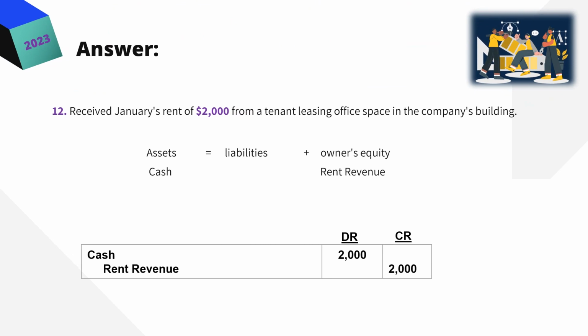In this case, we received January's rent of $2,000 from a tenant who's actually leasing some office space in the company's building. Now, this isn't what we usually do in our business. We usually sell goods and services, but apparently we've got a back room or some additional space, and we have somebody who's agreed to lease or rent it from us.